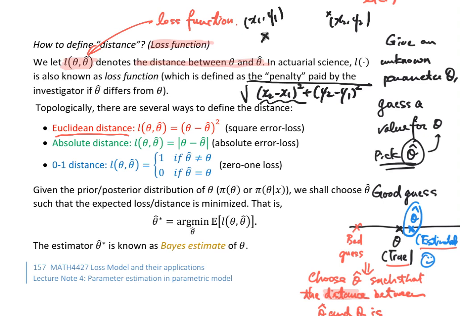In our case, we can define this Euclidean distance by the squared distance between the actual value of theta and the estimated value of theta. Then you take the square, and that will be what we call the squared error loss, which, as I said, is the common way that people use to measure this for theta. Besides this, another distance function that you can try is what we call the absolute distance.